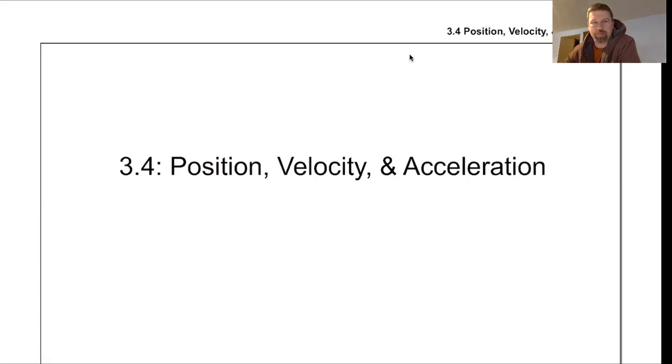Okay, 3.4, position, velocity, and acceleration. Velocity is just a measure of how quickly position is changing. Acceleration is just a measure of how quickly velocity is changing. So this stems directly into derivatives.